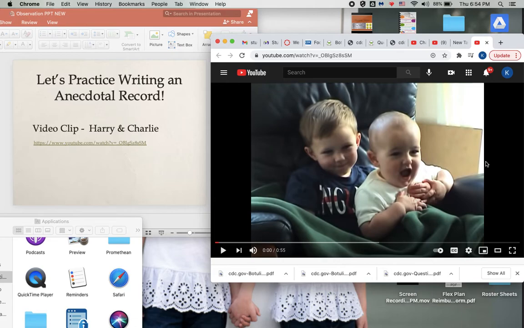Okay, location. Well, they're sitting on a chair and it looks to be a living room. So we could say living room. We could say chair in living room. That would work for location.